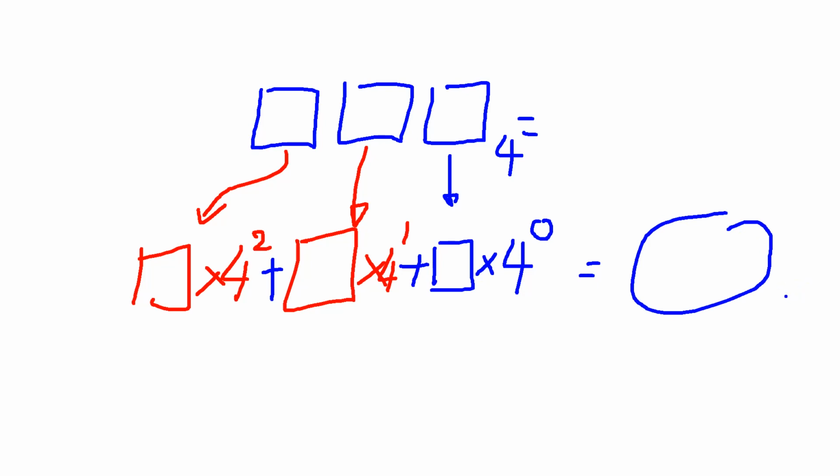And for Radix 4, the number that can be in each digit is 0, 1, 2, and 3. It cannot be 4, it cannot be 5. So it's very important.